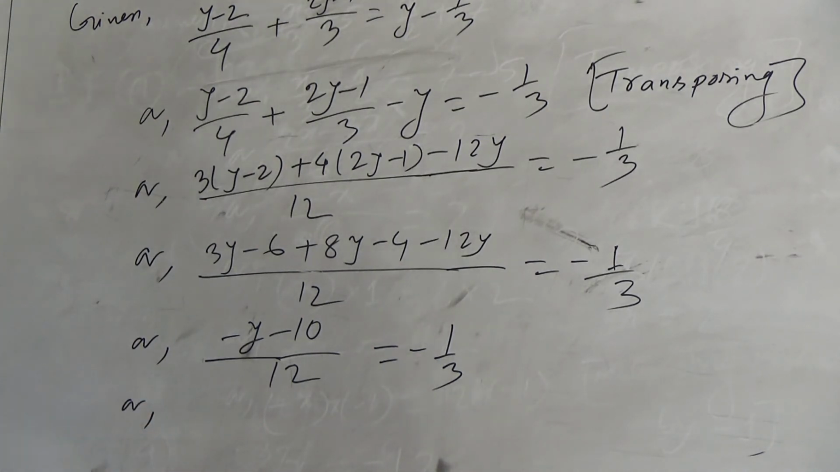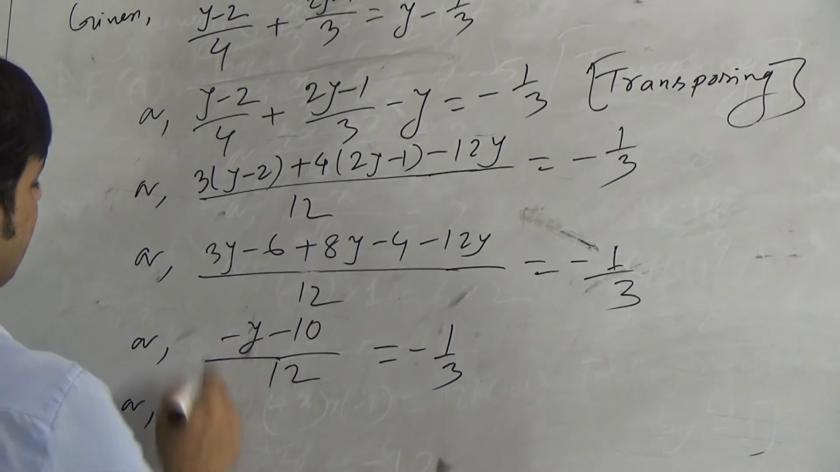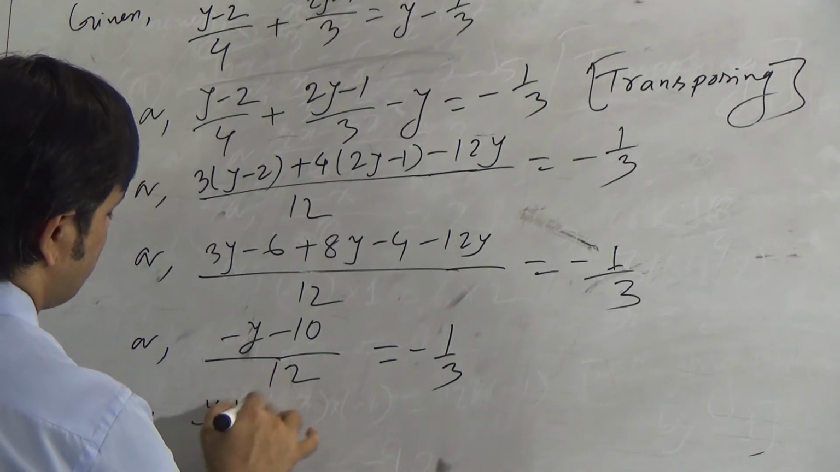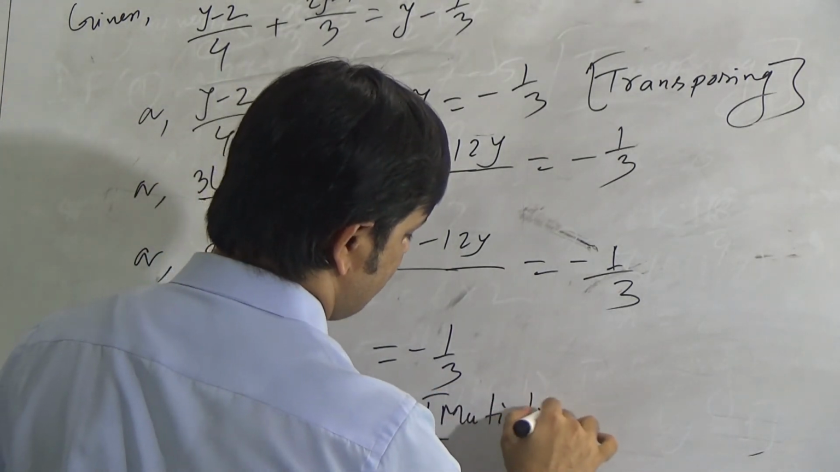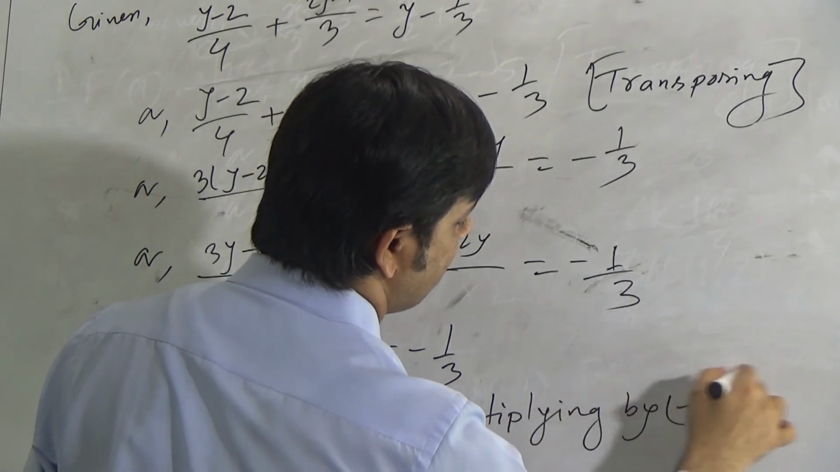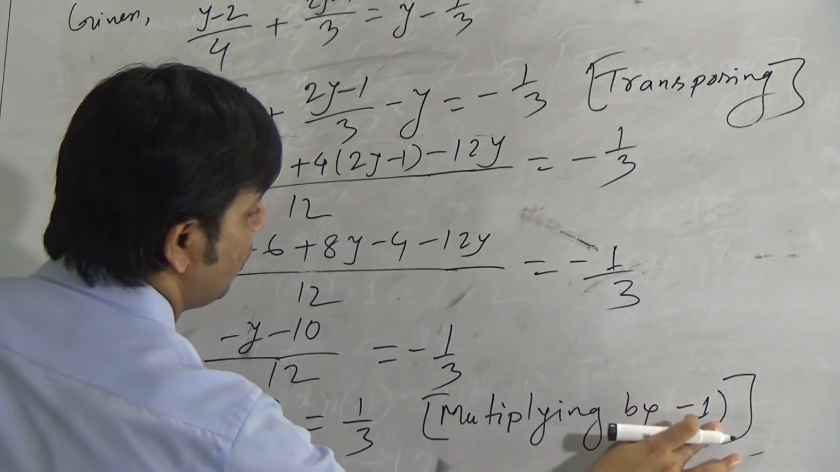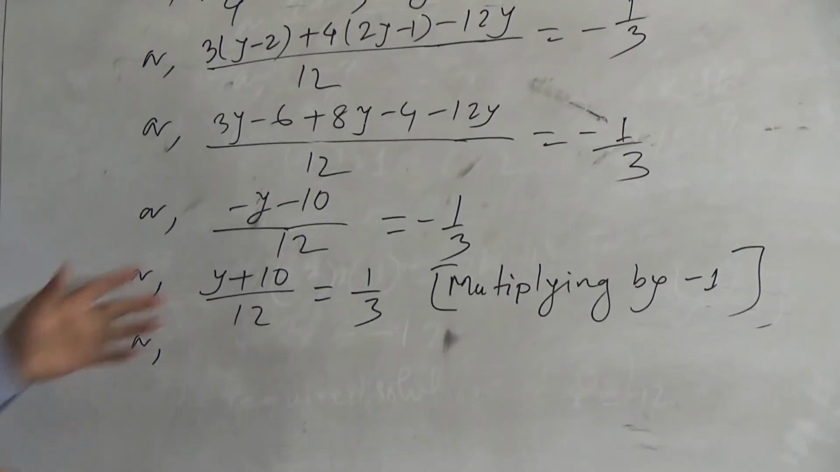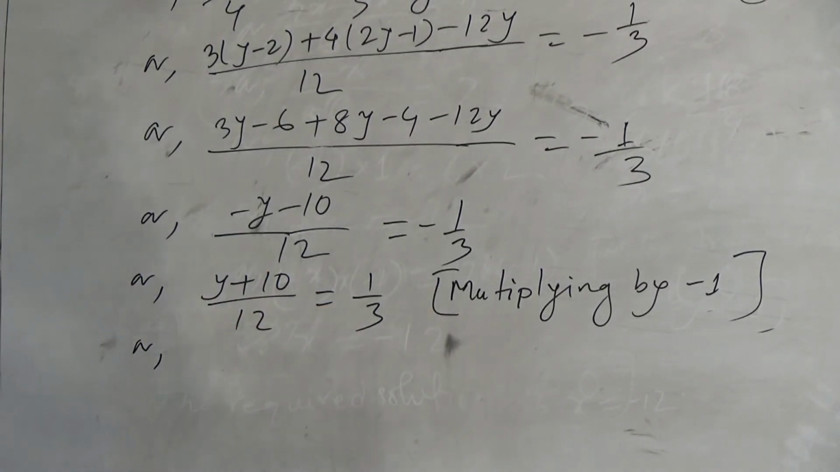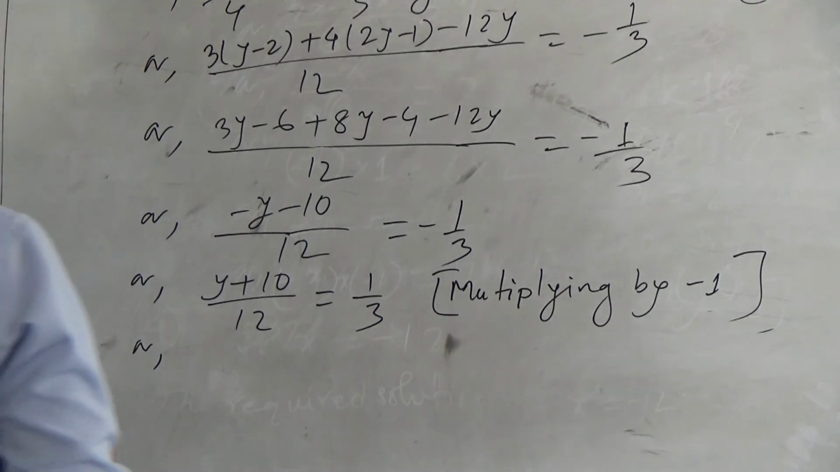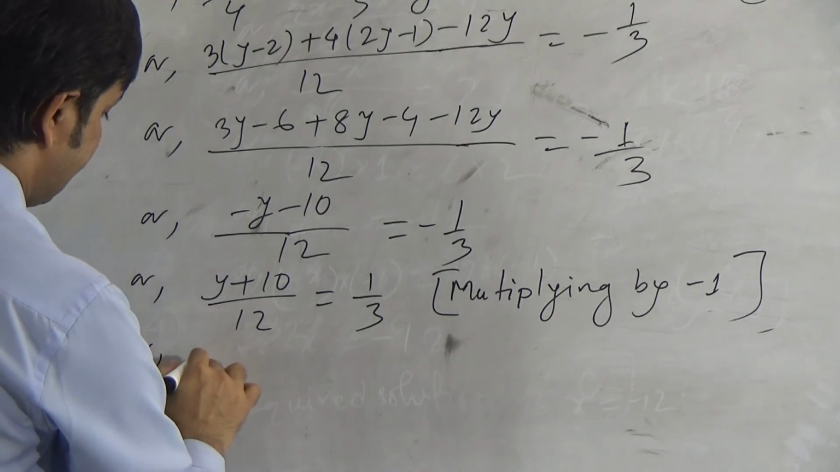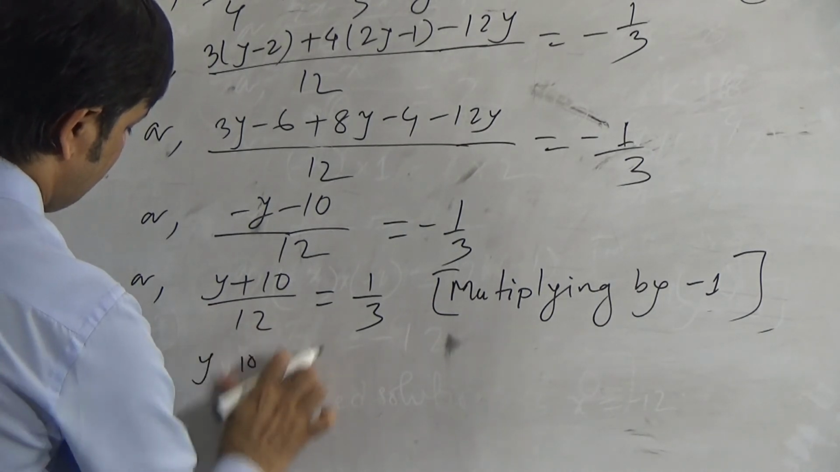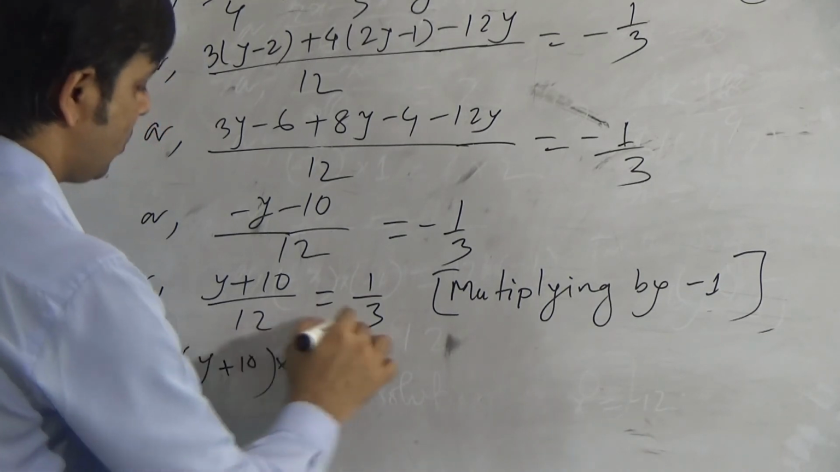Now if we multiply both sides by minus 1, then this minus will be removed. So we can write y plus 10 by 12 equal to 1 by 3, multiplying both sides by minus 1. Now here is a fraction, here is a fraction. To remove the fraction, we can do cross multiplication. We multiply y plus 10 by 3, that is equal to 1 into 12.